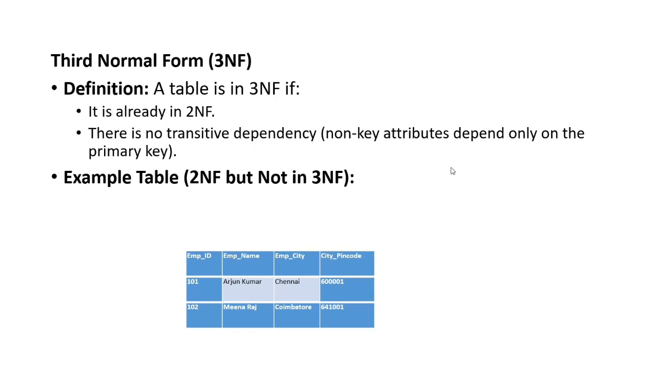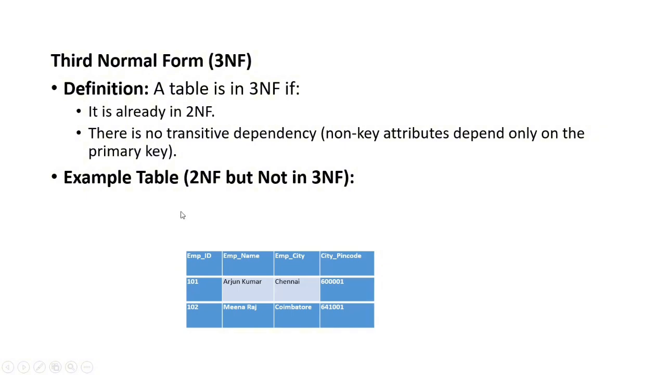In third normal form, first it must be in the second normal form. Before proceeding to this normal form, we must ensure that it is in second normal form, and there should not be any transitive dependency. Transitive dependency means, suppose there are three keys A, B, C. A depends on B, and then B depends on C, and again C depends on A. That must be avoided in third normal form. That is, transitive dependency must be eliminated.